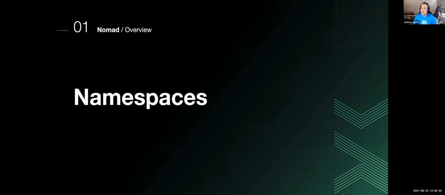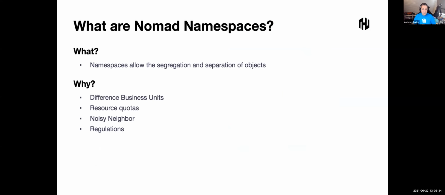All right, so let's talk about the first piece of any tenancy strategy. We'll come into namespaces. So namespaces allow the segregation and separation of objects. Now, objects in a Nomad context are things such as the jobs themselves, so the actual runtime being scheduled. These could be storage allocations. These could be users. These could be the different permissions, all grouped under a namespace.